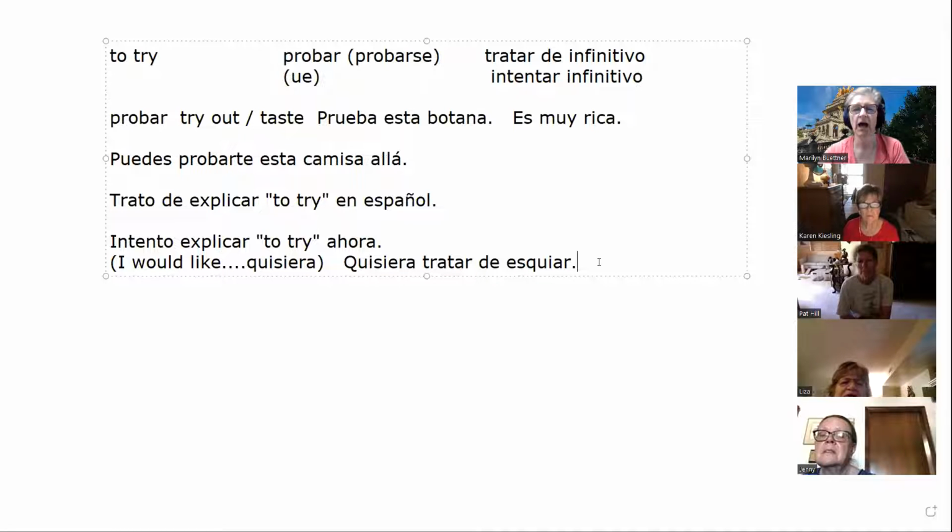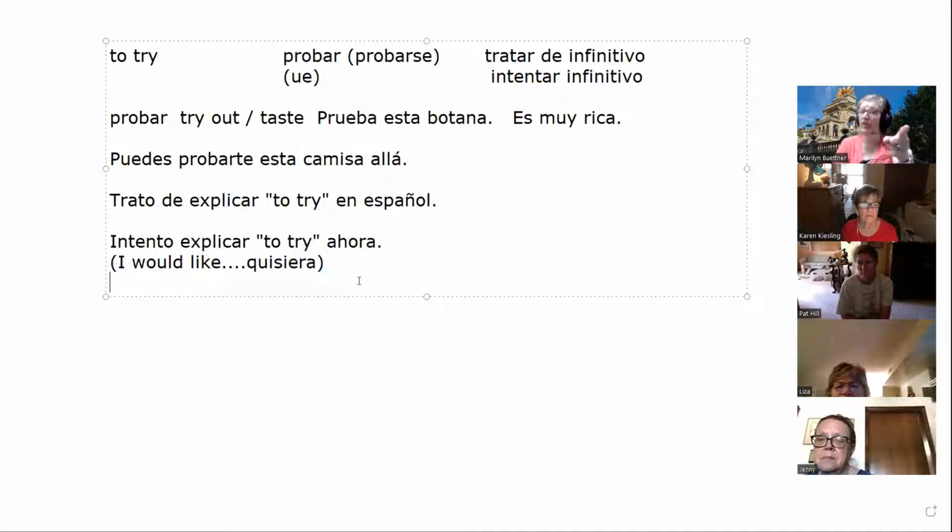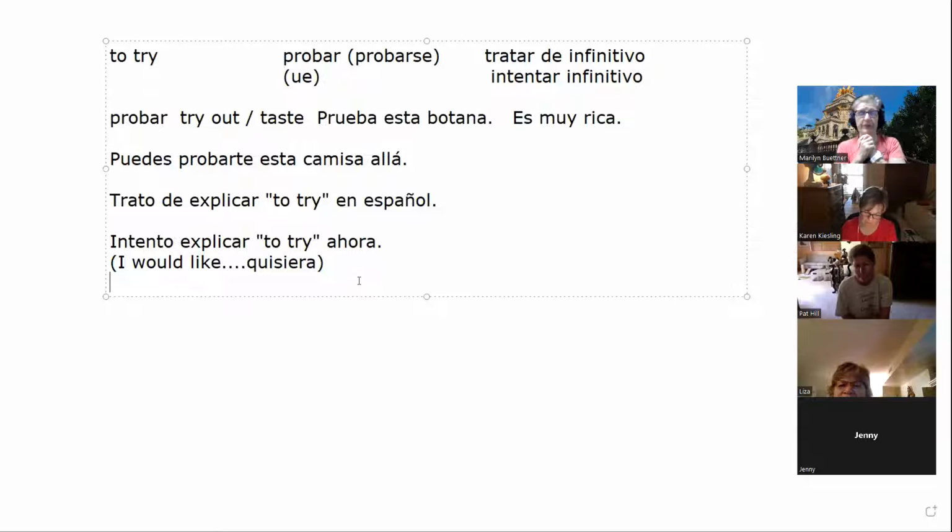So I would say for now, it's a good thing for you to know that this word quisiera means I would like to. It's a good thing for you to know that quisiera pairs up with an infinitive, a verb that doesn't get conjugated, okay? And the quisiera means I would like in a super polite situation, okay? Bien. Does that answer your question, Lisa? Kind of, yes, it does.